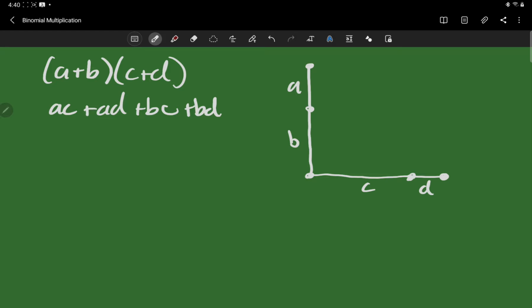And now, if we find the area of this rectangle, let me get a better drawing of that. Something like that. It's not the best rectangle, but if we found the area of this rectangle, it would be equivalent to multiplying these two together, because the area of a rectangle is just length times width.